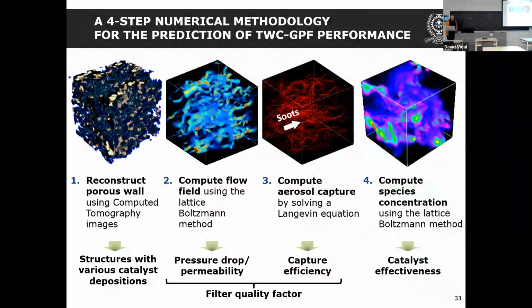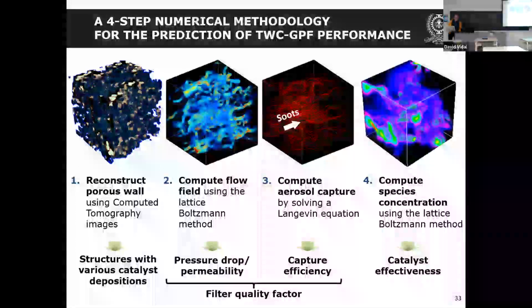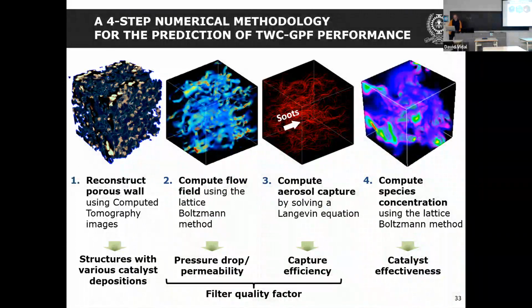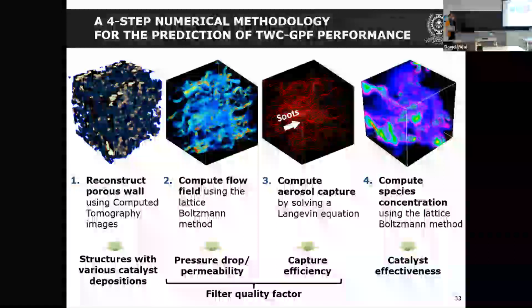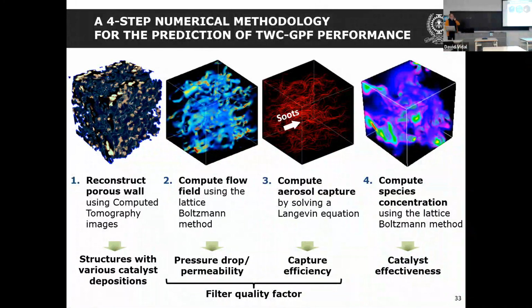And the last but not the least is the catalytic conversion. Eventually we'll need to solve an advection diffusion reaction equation per species that we want to solve. With Igor we only looked at one species, but eventually with Mobin, who is at the back here, we'll try to look at more species at the same time. And we do this also with the lattice-Boltzmann equation.